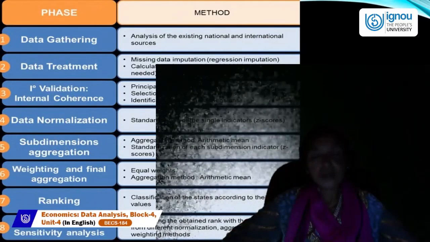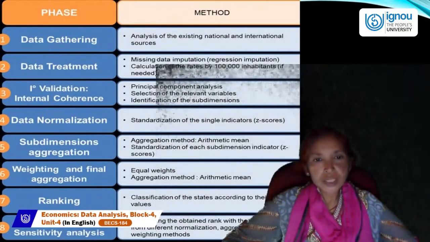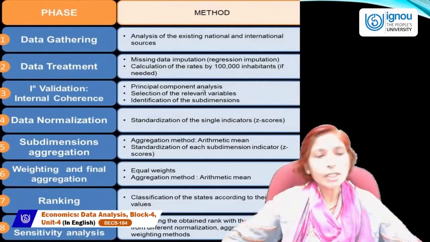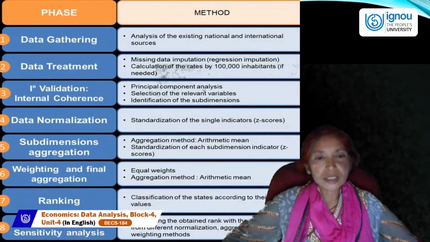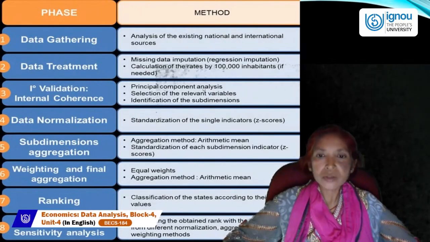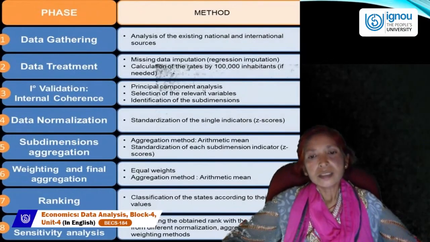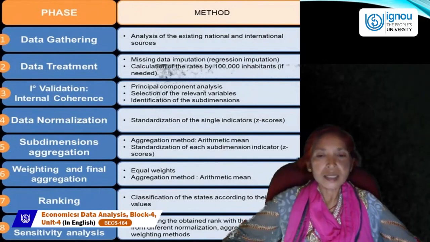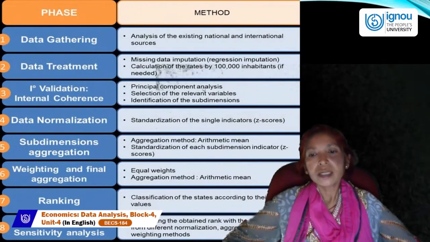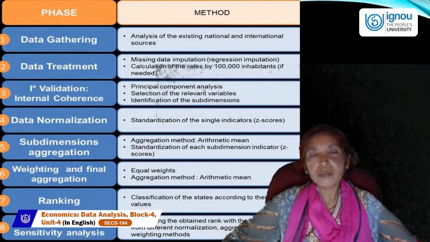It's a principal component analysis, selection of the relevant variables, identification of the subdimensions, then data normalization. Data normalization can be done with the help of standardization of the single indicator like Z scores, then subdimensions aggregation, aggregation method like arithmetic mean, standardization of each subdimension indicator like Z score, and Z score can be estimated with the help of mean minus median upon mean standard deviation.